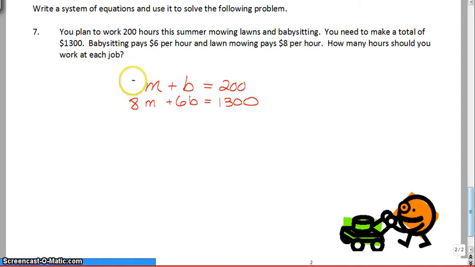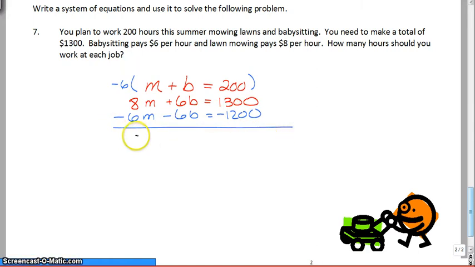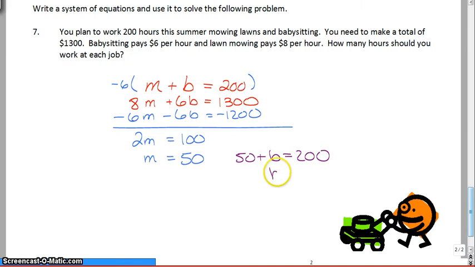So we can multiply the top one by a -6. That's going to give us a -6m minus 6b is equal to a -1200. And that's going to give us 2m is equal to 100, which means m is equal to 50. So now you already know that you need to mow lawns for 50 hours. All you have to do is go back to your original equation and find out that 50 plus b is equal to 200. So you need to babysit for 150 hours.